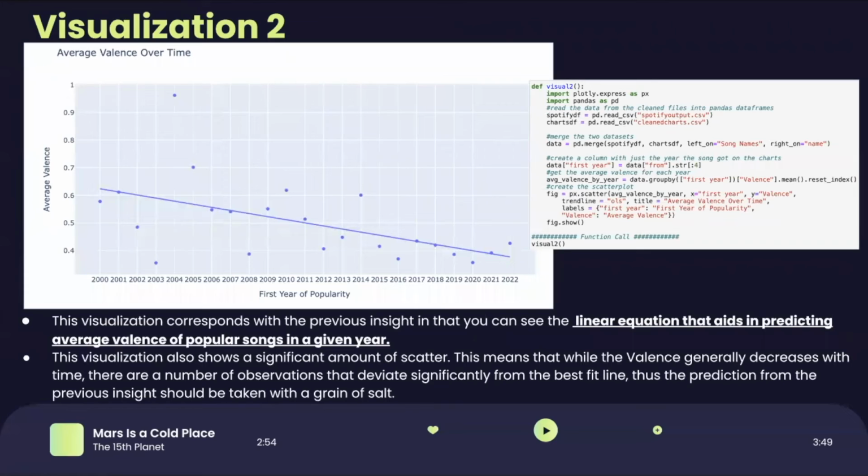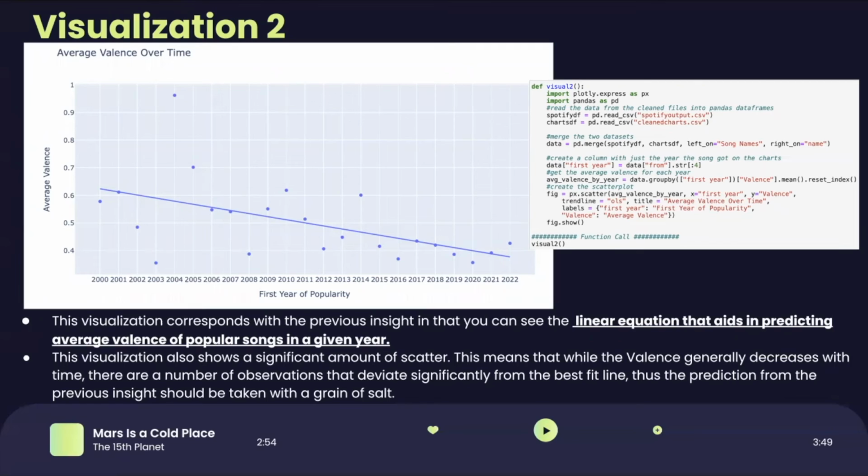This visualization is based on our previous insight, which is that the average valence of a song decreases as time goes on, as you can see by the downward sloping trend line on this graph. Looking at this graph paints a broader picture about the previous insight because you can see the high amount of scatter of these points on the graph.